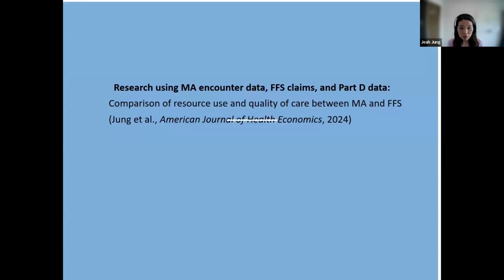So with that, I'm going to introduce one study. This is comparing resource use and quality of care between MA and fee-for-service. I think this article is not publicly available yet. It's in press, but somebody provided me a link, and the link doesn't actually show the paper. Later, I'm going to show another link to a study, again published very recently, that used all MA and fee-for-service and Part D data. I'm not going to discuss that study today.